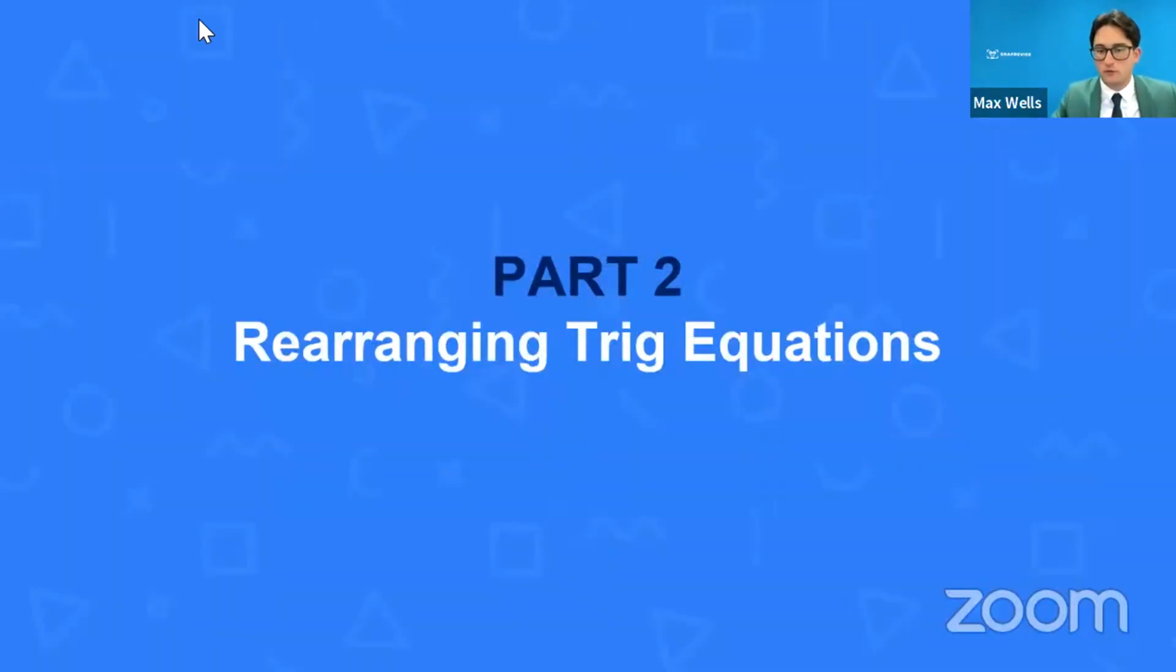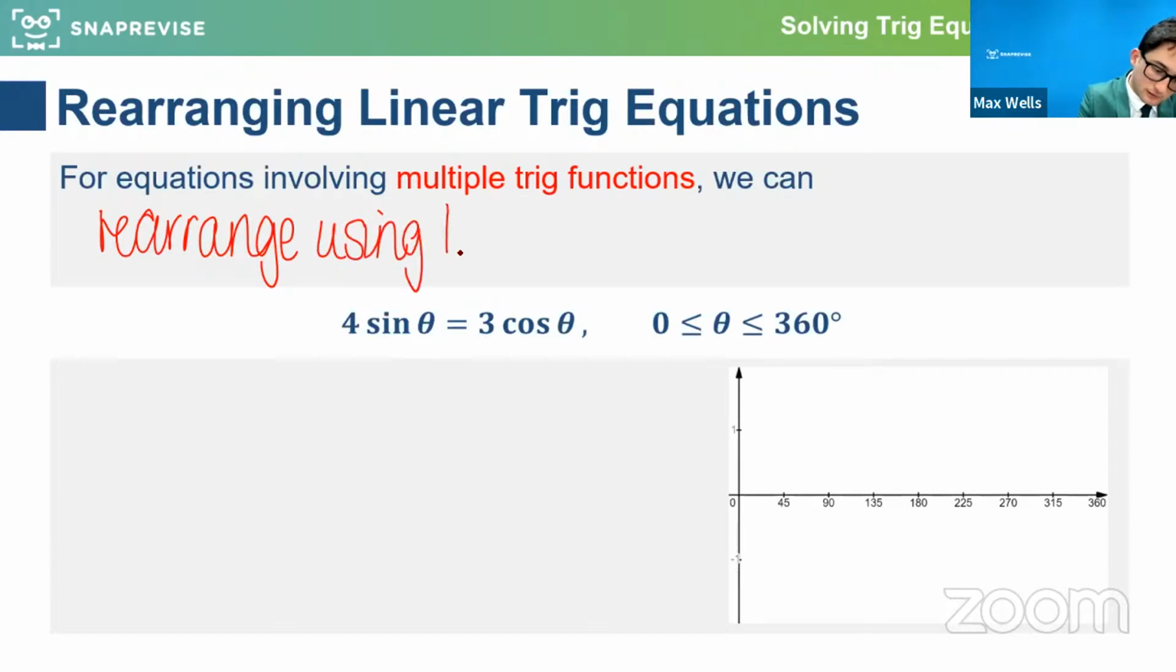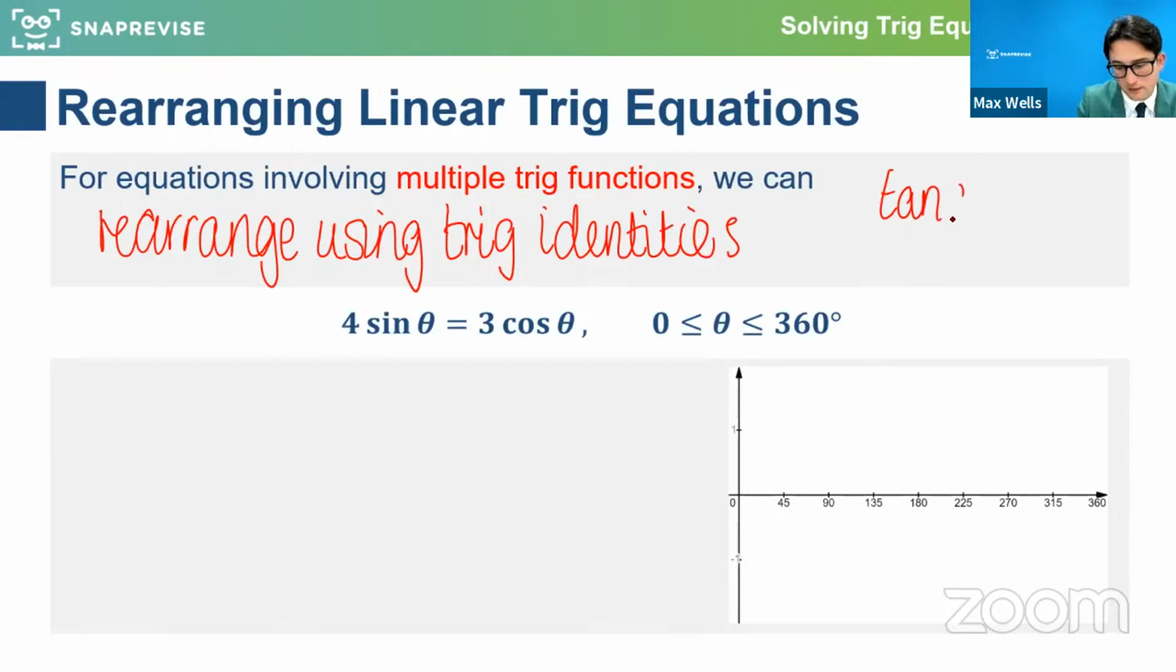So I'm going to look at rearranging the trig equations now. So this one is a good one to do. For equations involving multiple trig functions, we can rearrange using trig identities. So for example, the two that we know, tan theta is sine over cos. Can anyone suggest what we would do here? So hopefully this is okay.